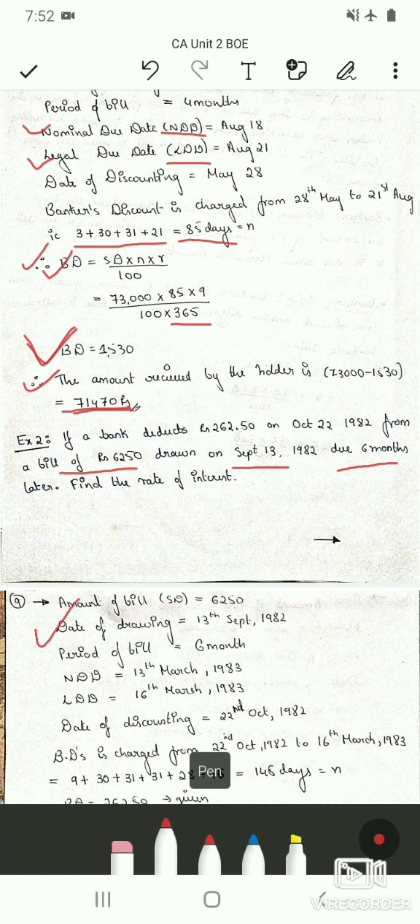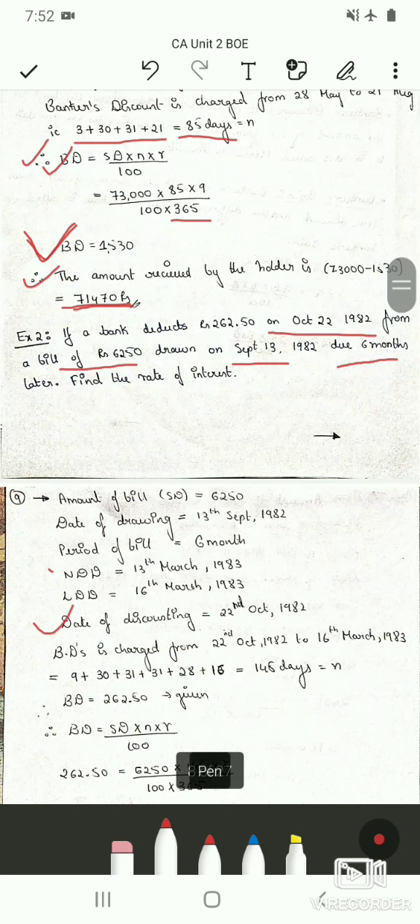I hope you understood how to find nominal due date and legal due date. Whatever the date the bill is drawn and whatever period is given, from there calculate the period of the bill. Here from 13th September calculate 6 months: October, November, December, January, February, March. So March 13th is the nominal due date. Add 3 additional days, so 16th March 1983 is the legal due date. Then they have given the date of discounting as 22nd October 1982, the date the bank deducts the amount.